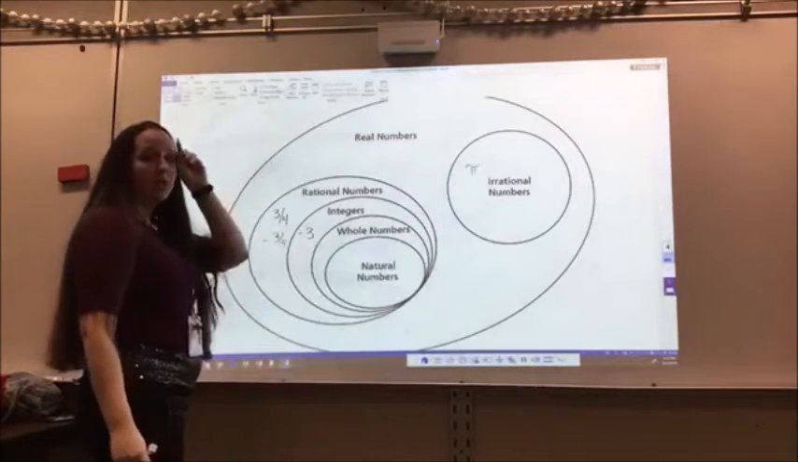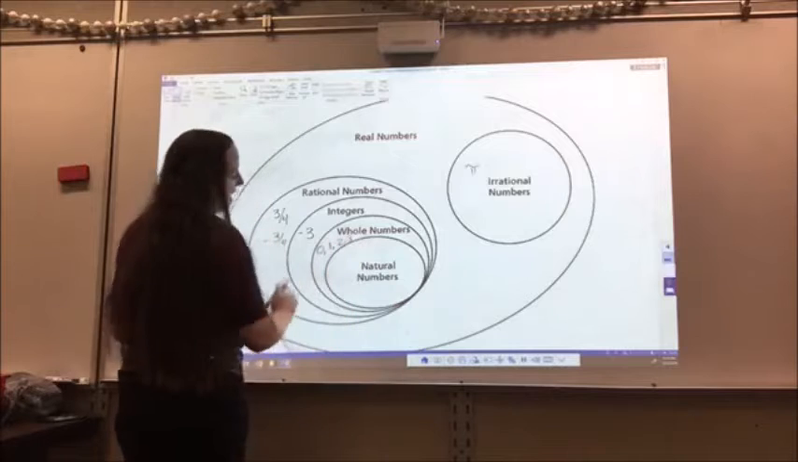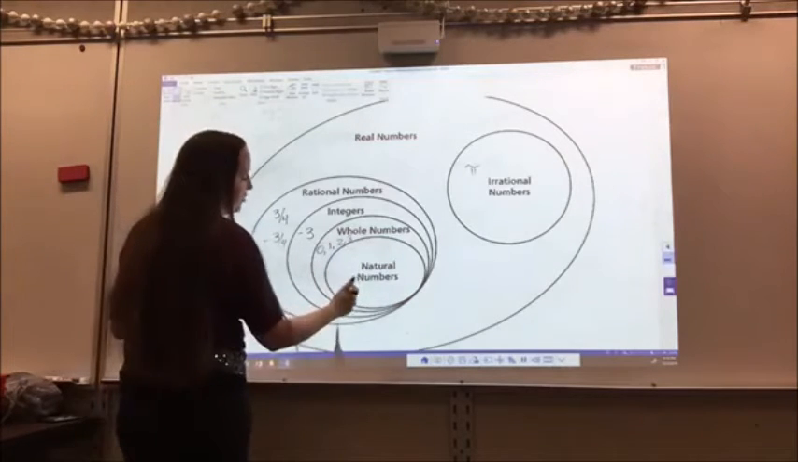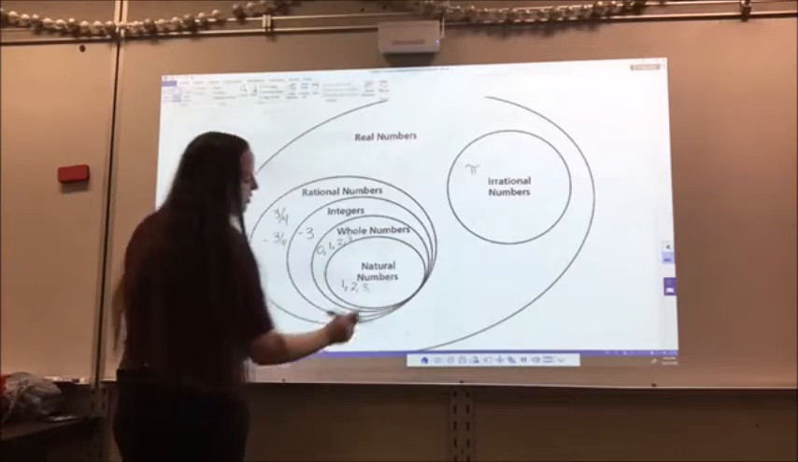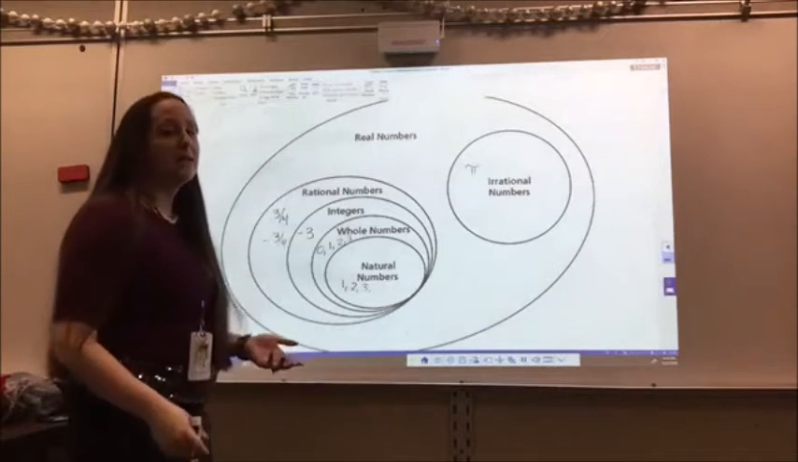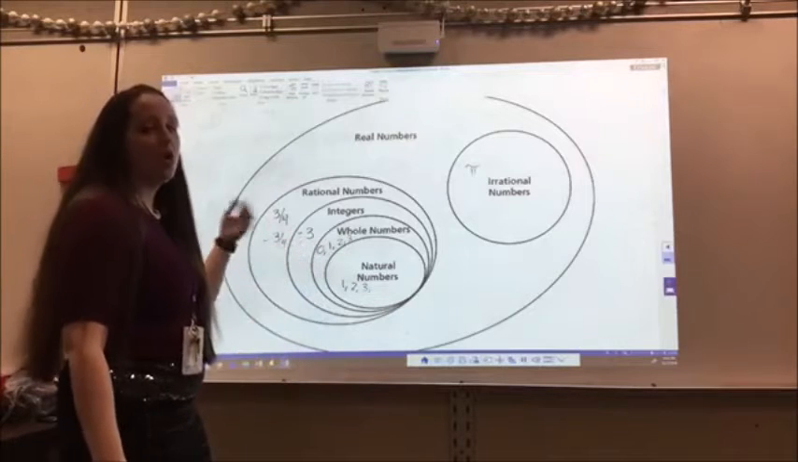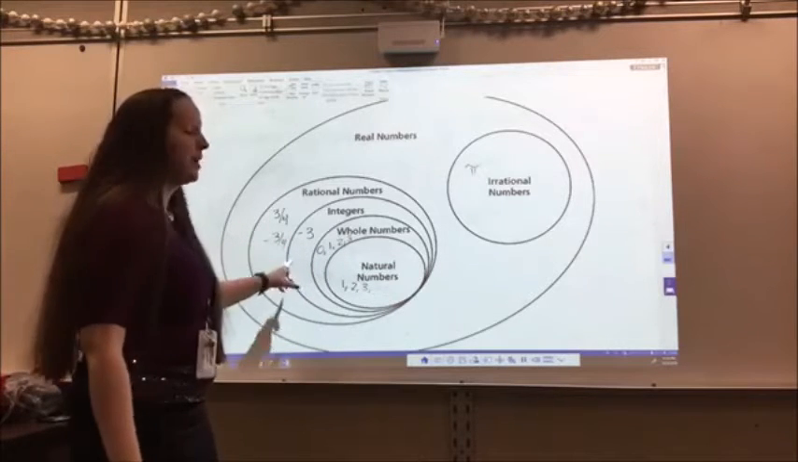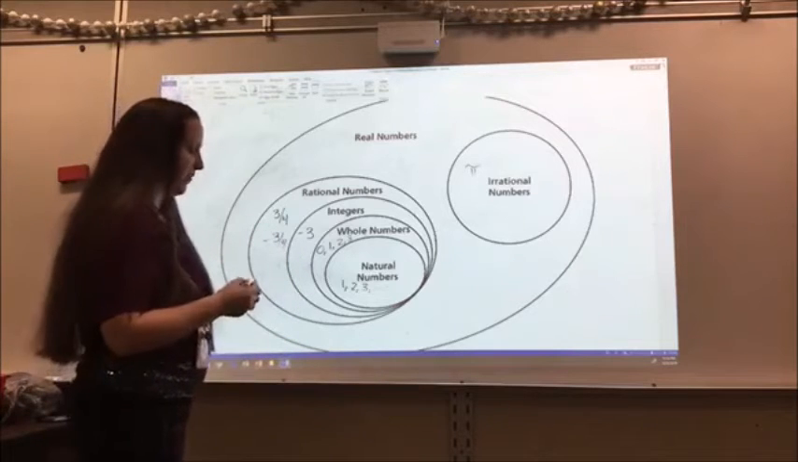Whole numbers include 0, so 0, 1, 2, 3, they have to be positive. And then natural numbers are the numbers 1, 2, 3, and so on and so forth. But they're also positive integers. So whole numbers include 0. Integers include all of your negative numbers, all of your negative whole numbers, I should say. And rational numbers are anything that can be written as a fraction.